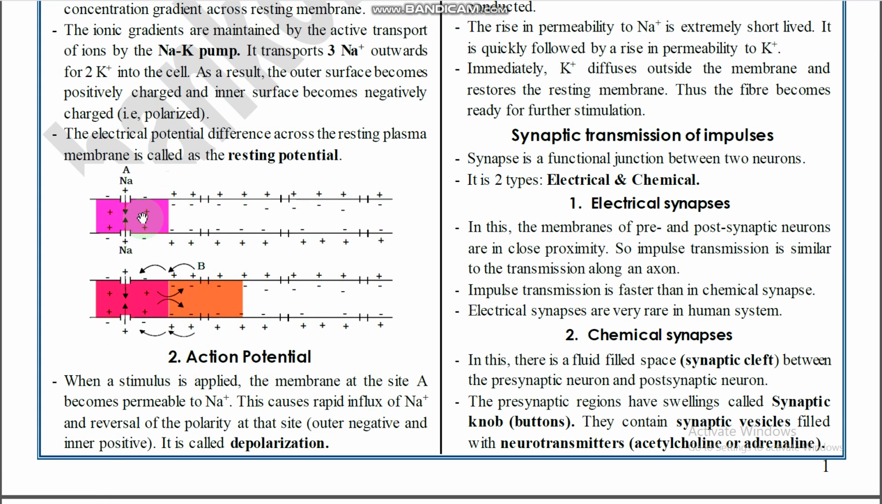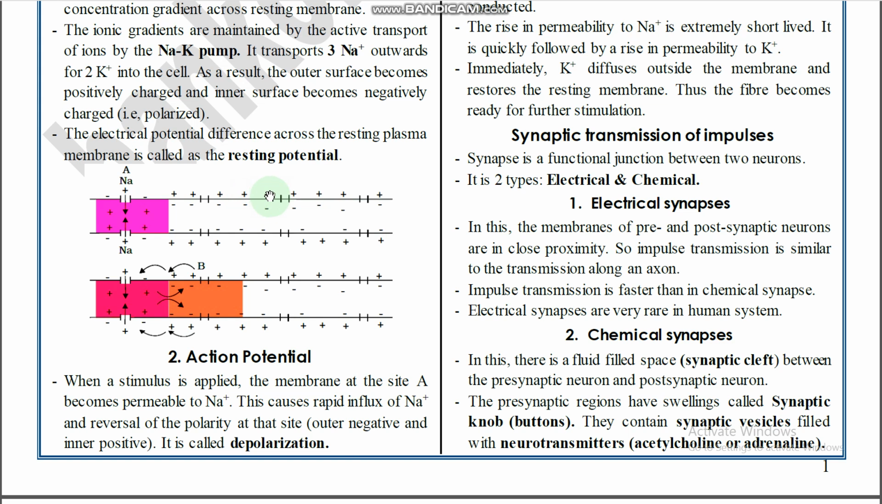So this is the resting stage. For example, in the resting stage, inside is negative charge and outside is positive charge, inside negative, outside positive, right? So this condition is called resting potential or polarization. Polarization means, you should remember, inside negative charge, outside positive charge. How is it formed?